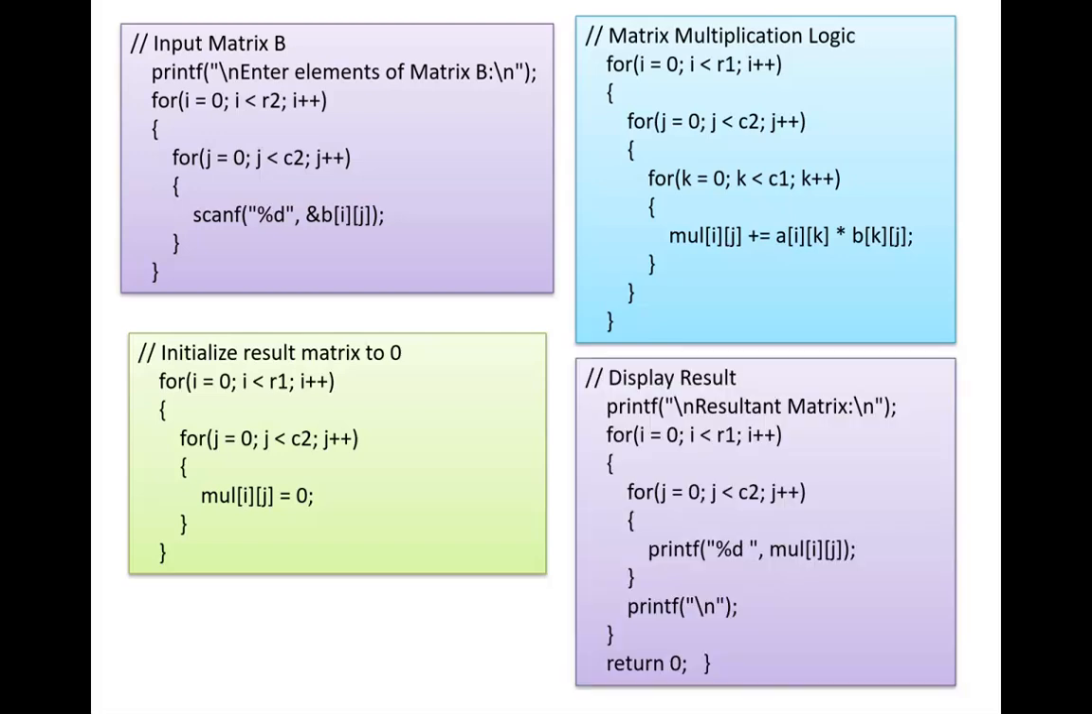So after multiplying, again I use my for loops. For I equal to 0, I less than R1, I plus plus, j equal to 0, j less than C2, j plus plus, and print my product, multiplication of I comma j. So that is it. This is how matrix multiplication is being done using a 2-dimensional array.